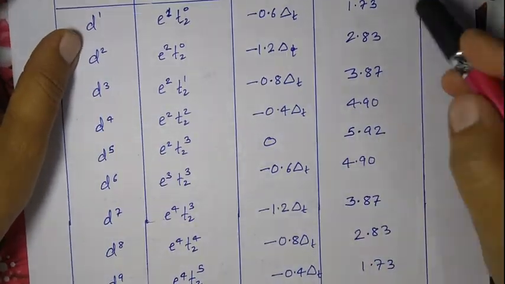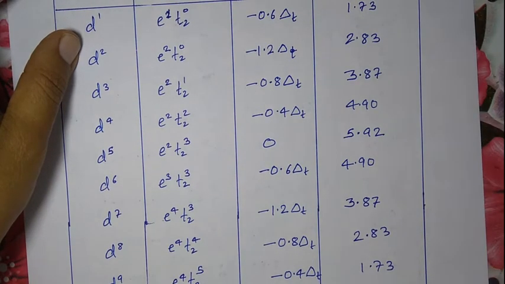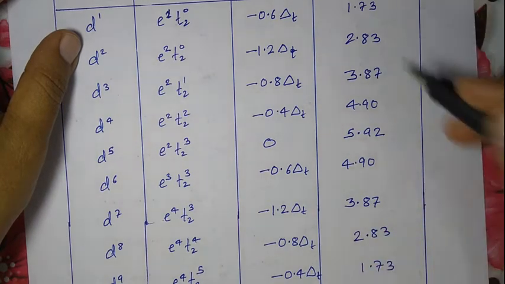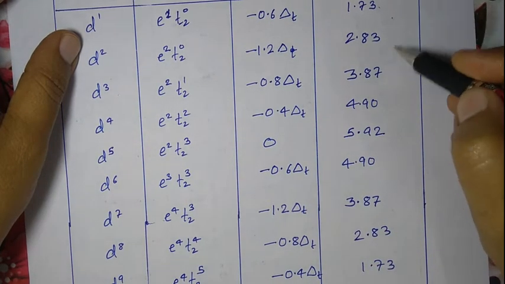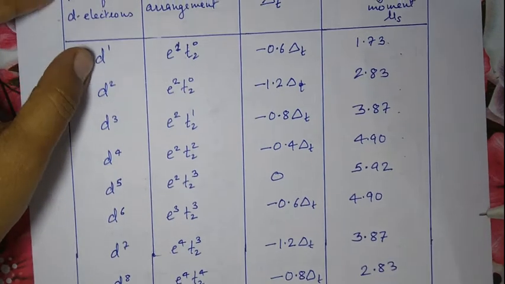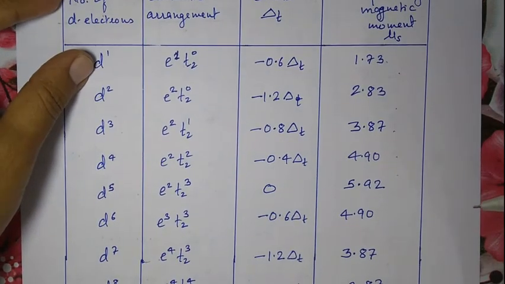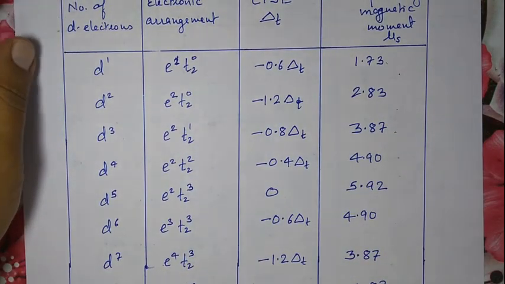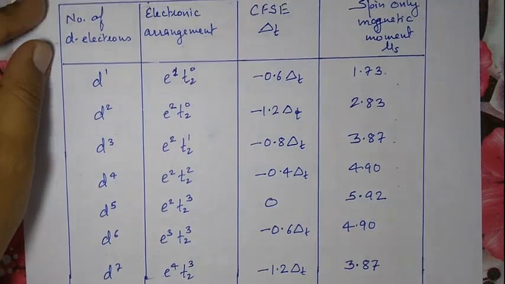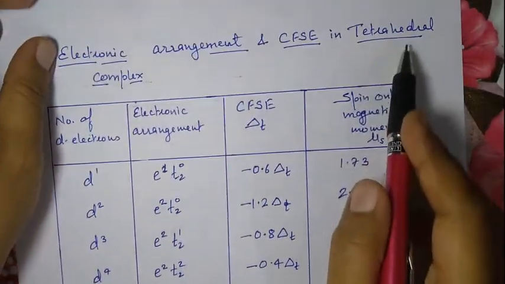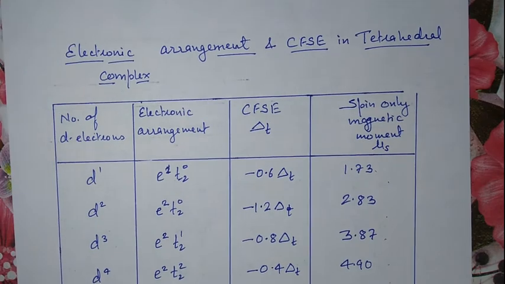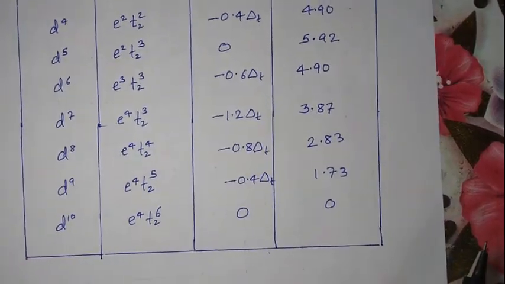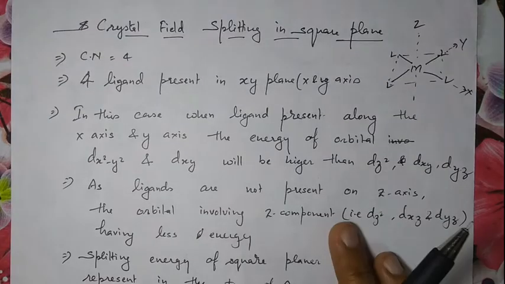Okay, and then you can calculate the spin only magnetic moment. We'll discuss it later. It is based on the number of unpaired electrons in the d orbitals. Okay, this is the electronic arrangement representation in tabular form in the case of tetrahedral complexes, right? You can calculate it easily. We have discussed earlier.